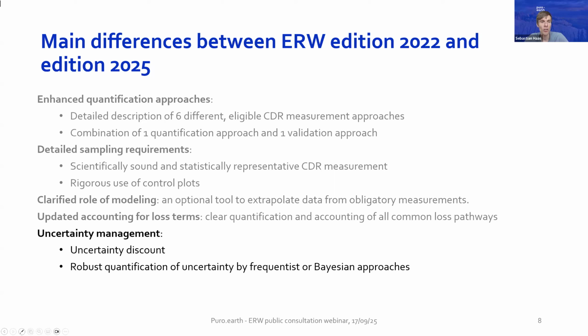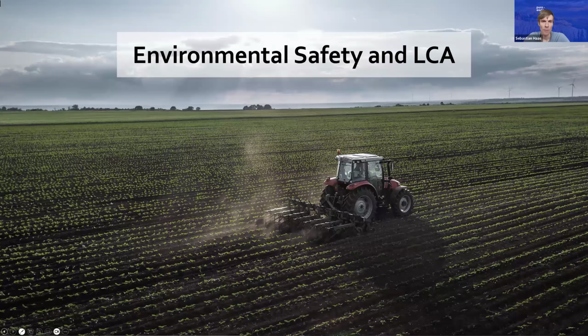And one large, elaborate new chapter is the one on uncertainty, where we are introducing an uncertainty discount and, generally speaking, a robust quantification of uncertainty and propagation. Let's start with environmental safety and life cycle analysis.